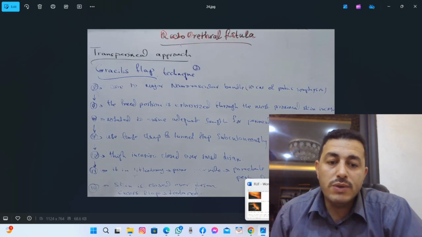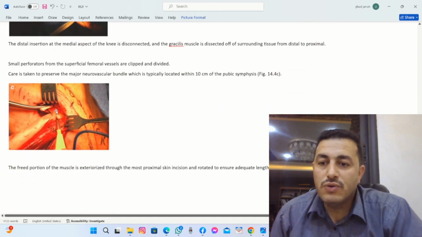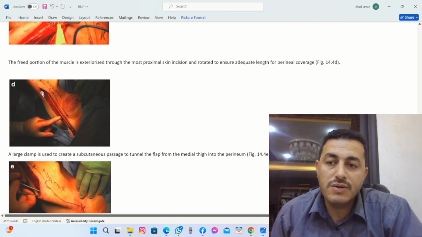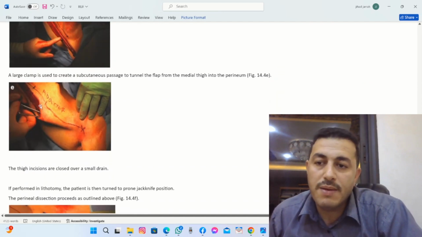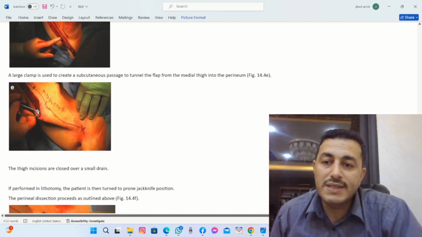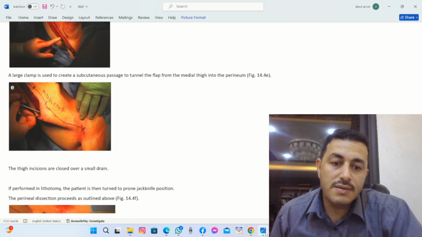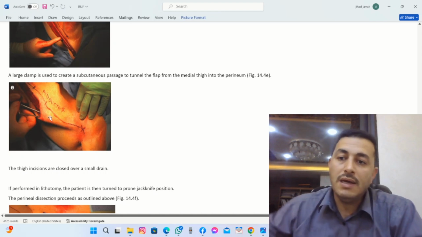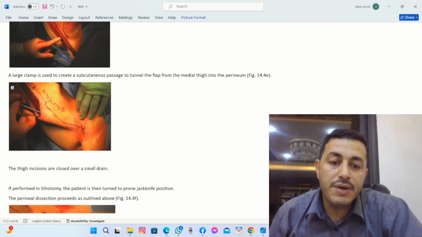So we bring the muscle through the most proximal incision. I don't know why in this picture they cut through the whole incision, but we bring the muscle through the proximal part of the wound and we do a tunnel. Actually, this should be the most proximal incision. We do a tunnel to the perineal region with a large clamp, and we put the muscle in this tunnel to reach the perineal region.